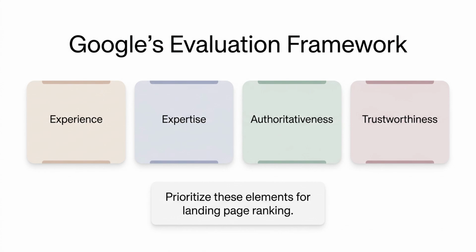Whenever you are optimizing a landing page, you must keep Google's core evaluation framework in mind. Google specifically looks for 4 main elements when assessing content quality. You must prioritize these pillars across your site, ensuring that your pages clearly demonstrate value and reliability to the end user to achieve higher rankings.